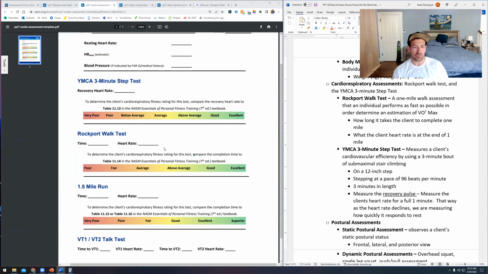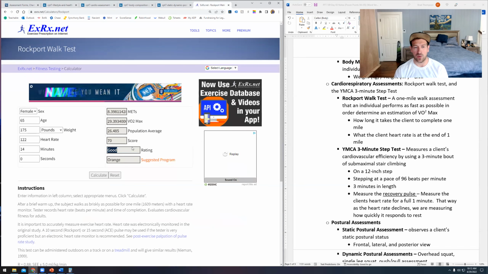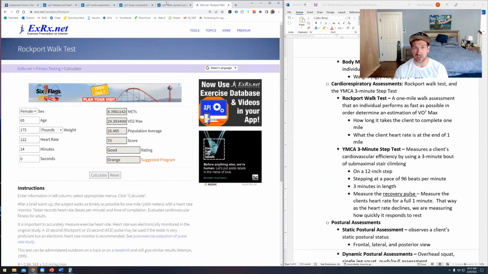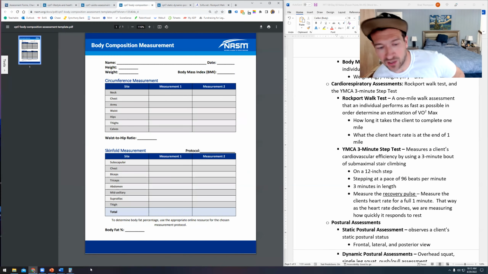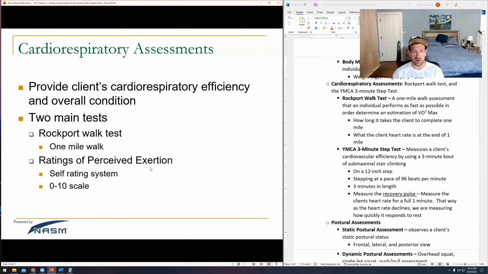Now, I was totally doing this up here, but it's down here. Sorry. I totally switched up to YMCA without noticing. But poor, fair, average, above average, right? So I look at my book, it tells me how well they did, or I could just use this calculator here. And it's a very helpful assessment that gauges how well my client's doing with cardio.